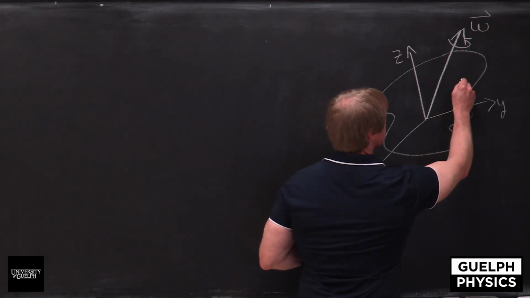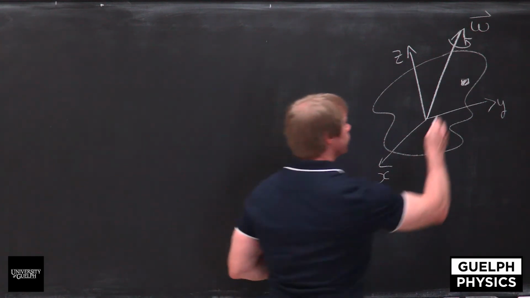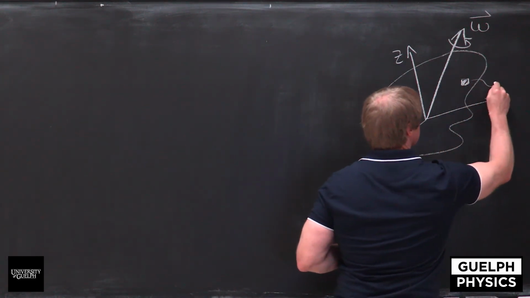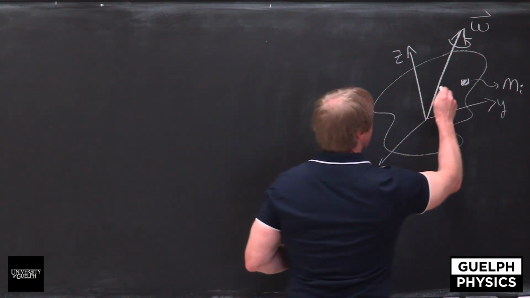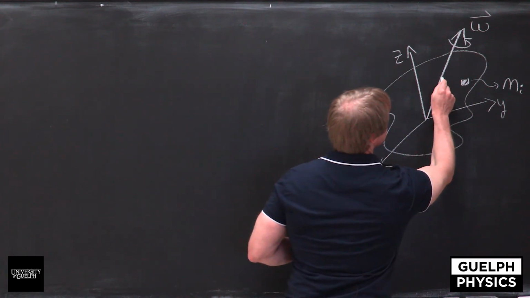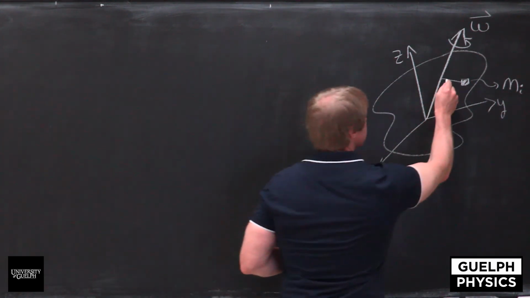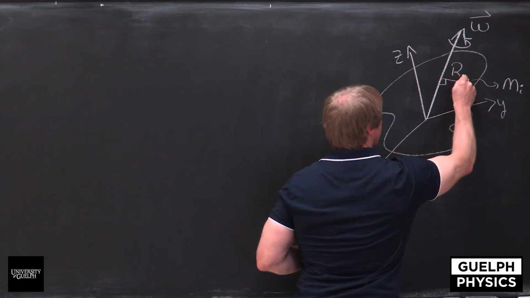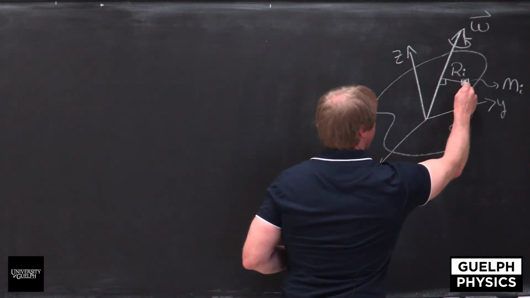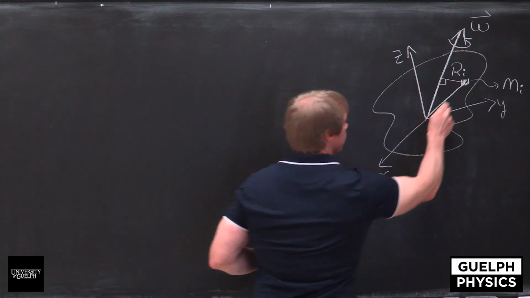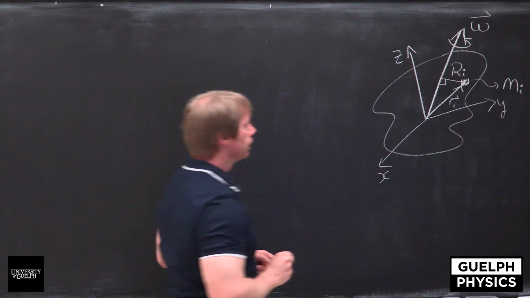So I will consider some mass point here, which I will label as m sub i. So this is my mass point. And from the definition, what I need is that perpendicular distance to the axis. So I'm going to label that as Ri. And then from the origin, I have a vector, little ri.